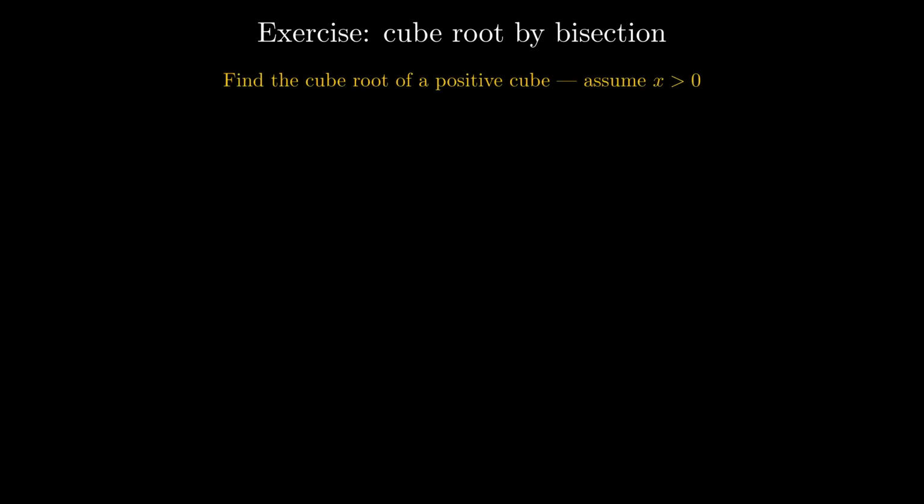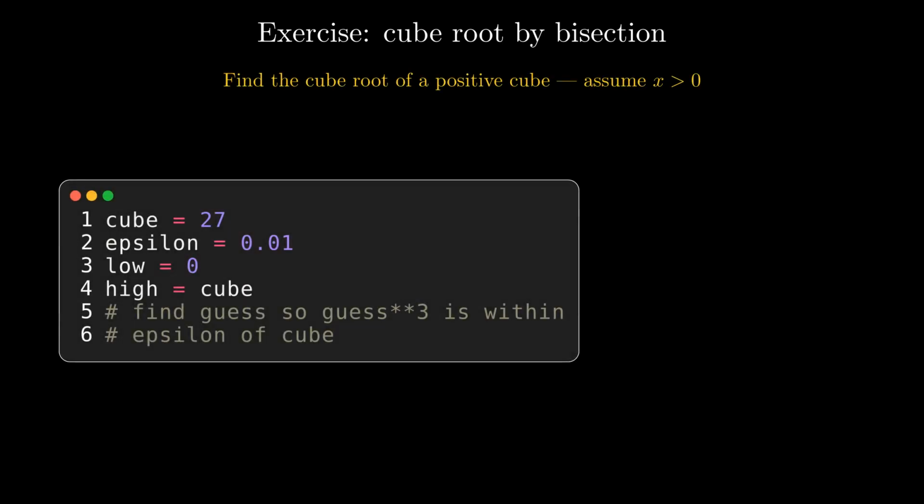Now your turn, adapt it as a worked example. Find the cube root of a positive cube using bisection. The setup is given. The cube is 27, the tolerance epsilon is 0.01. So the guess cubed must land within 0.01 of 27. Start with low at 0 and high at the cube. We'll build the rest together, the inside of the loop first.